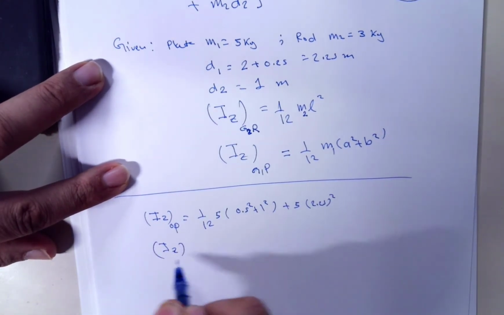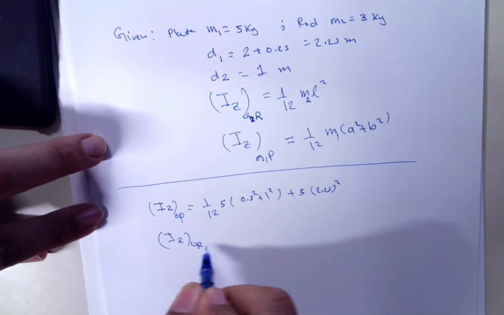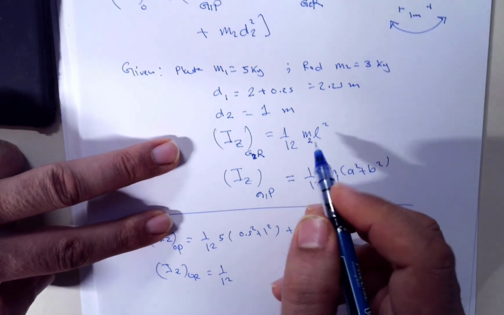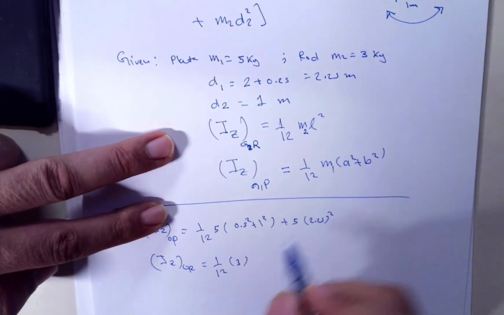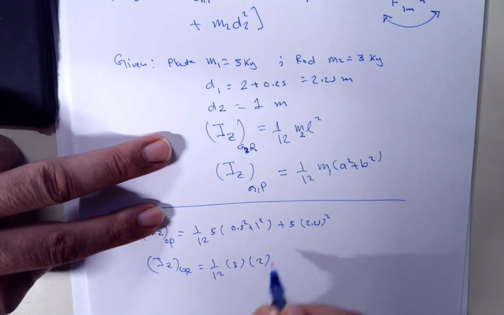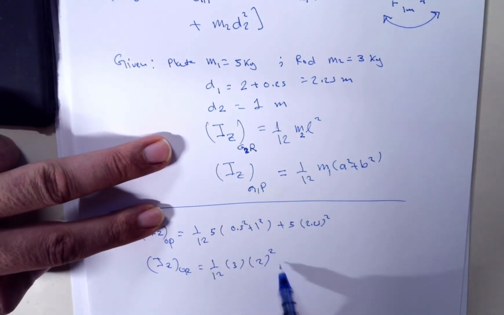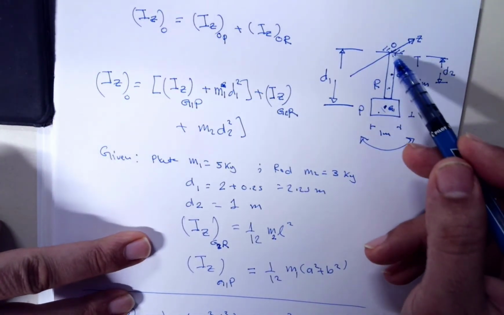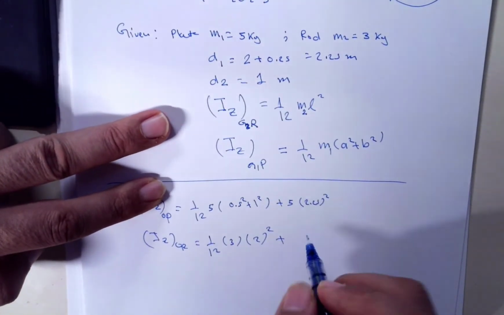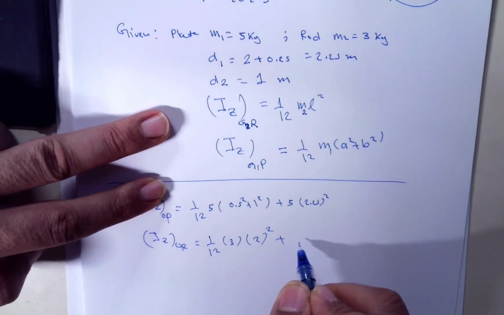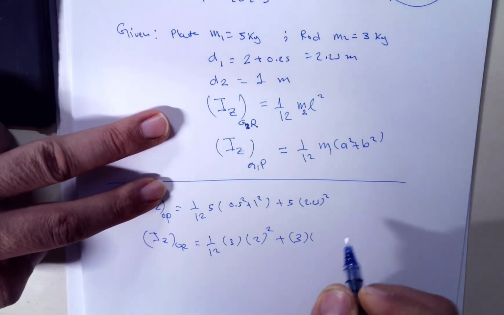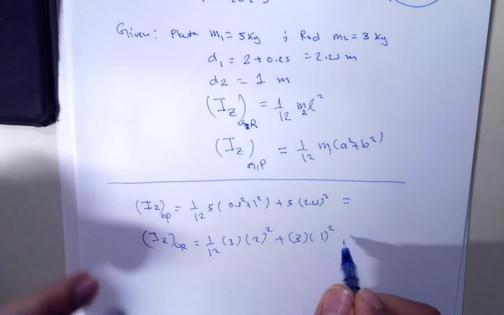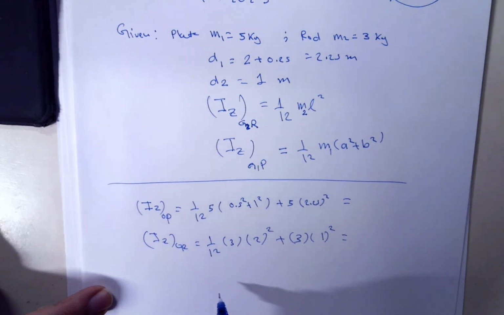IZ about O for the rod: now here's the rod, so it's 1 over 12, mass 2, which is 3, L is 2, and this is square, plus using the parallel axis theorem to move this from here to here, that's going to give us the mass multiplied by the distance square. So calculate these, and they will give us some numbers.